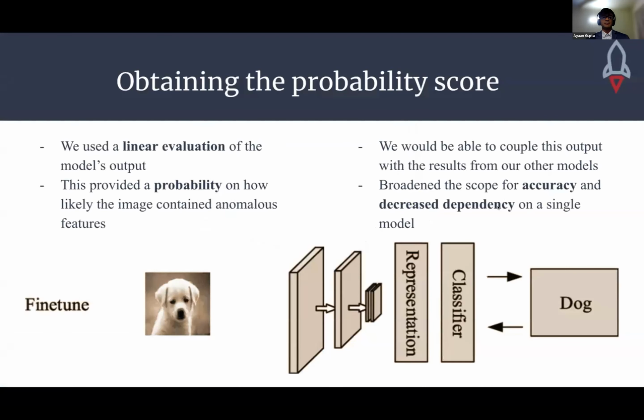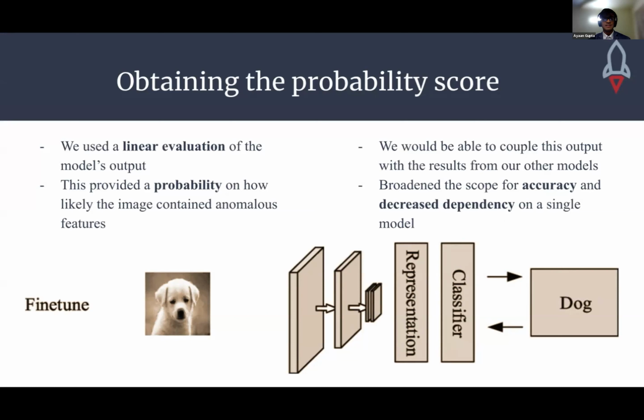Now, finally, for obtaining the probability score with this model, we use a linear evaluation of the SymClear's output. After the images were encoded and the SymClear model ran over the images, the linear evaluation would output a probability score, giving us how likely the image was to be anomalous or non-anomalous. By doing this, we could couple this probability score or confidence score with the anomaly score generated from our ANOGAN to come up with one overall anomaly score that would help us truly identify which images were anomalous or not.